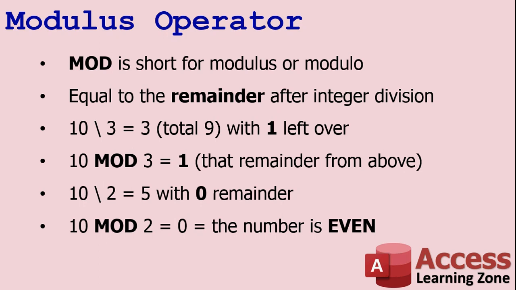So 10 divided by 2 with integer division is 5 with a 0 remainder. Therefore, 10 mod 2 equals 0. And that 0 is how you tell the number is even. And yes, it works for negative numbers too, and 0 is an even number.